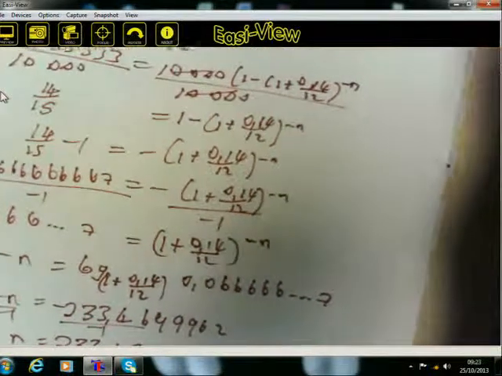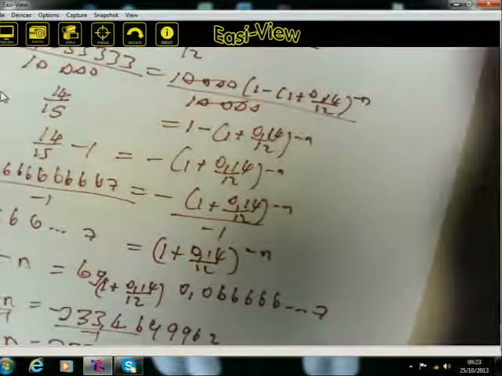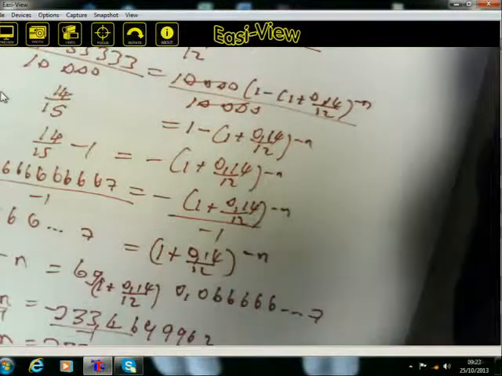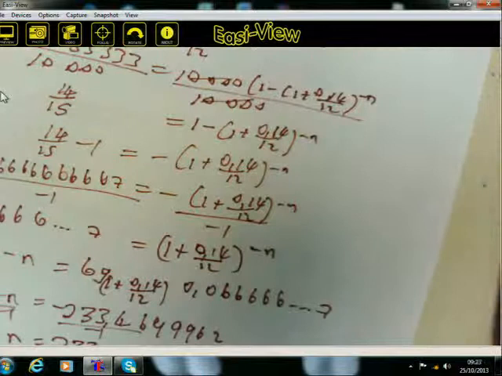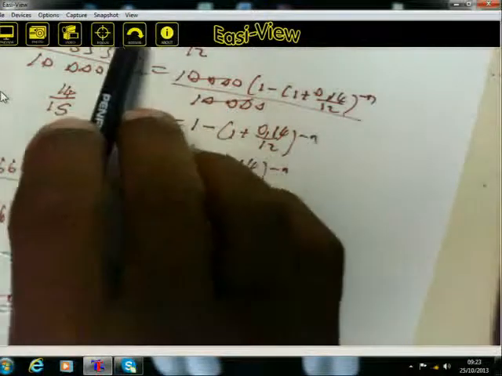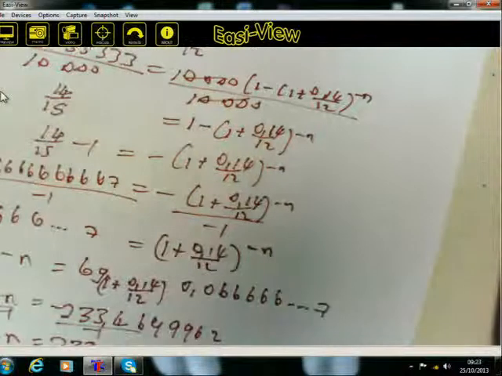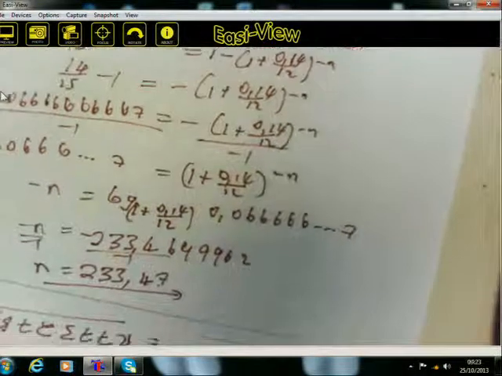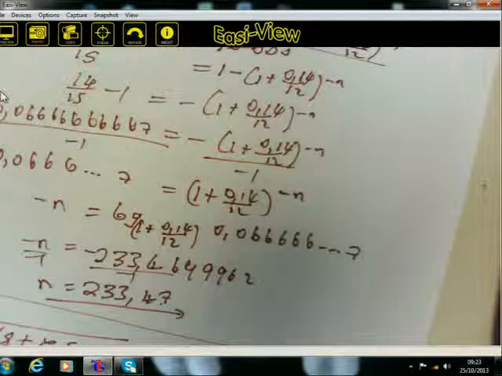Now, what will be a conclusion on this one? Are you sure that the loan will be paid off in 234 months? Yes, the loan will be paid off. But remember, the last payment we agreed will be less than 10,000. The last payment will be less than 10,000. Thank you very much.